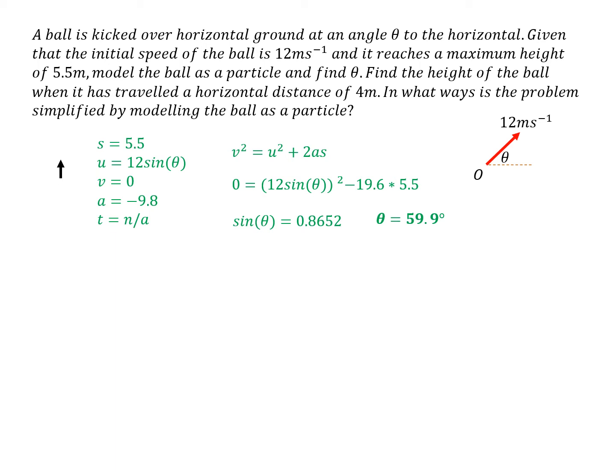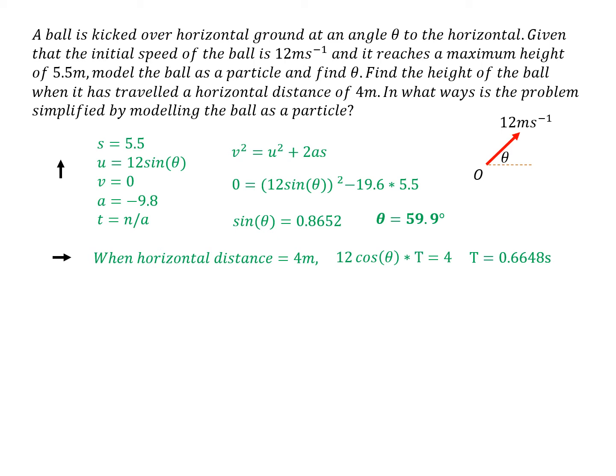Okay, so now what we're trying to do is to find the height of the ball when it's traveled a horizontal distance of 4 meters. So using the horizontal distance of 4 meters, I can work out what the time is that it takes to get to that point. So 12 cos theta, which is the horizontal velocity, times the time that it takes to get to that point is equal to the displacement of 4 meters. So from there, using theta that I calculated a moment ago, I find that the time that we're interested in is that number there.